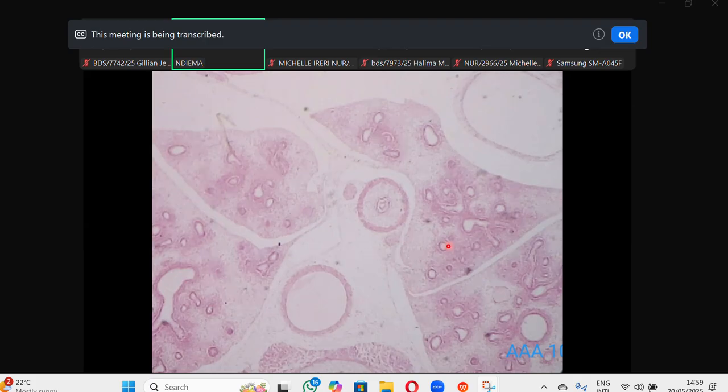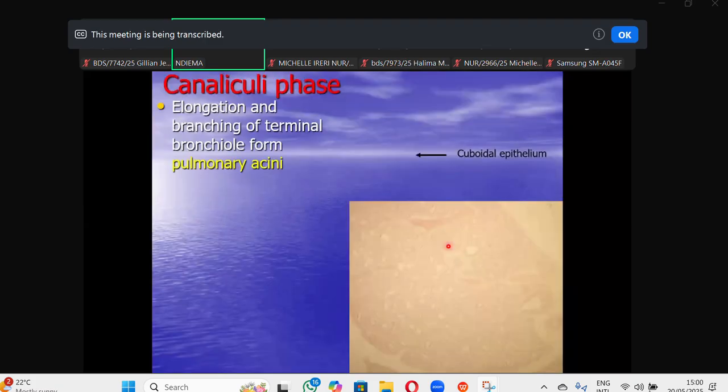Sometimes we have problems in terms of branching morphogenesis because of fibroblast growth factor 10 inadequacy, so that we do not have adequate formation of the alveoli eventually. The number of branches will not be adequately formed, and that is a congenital malformation.